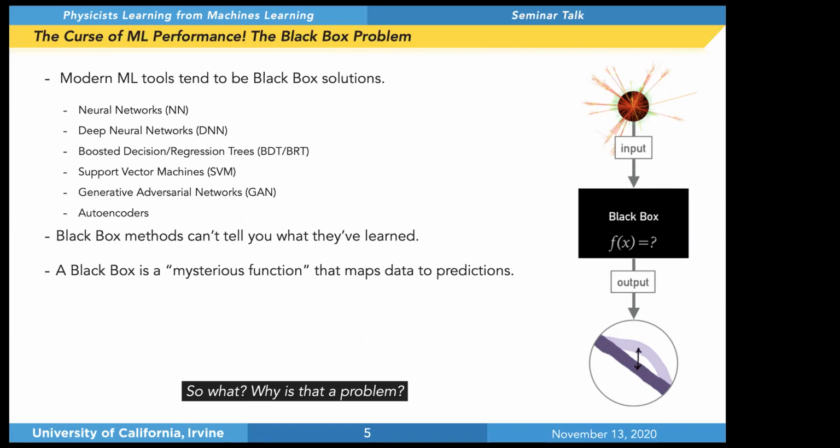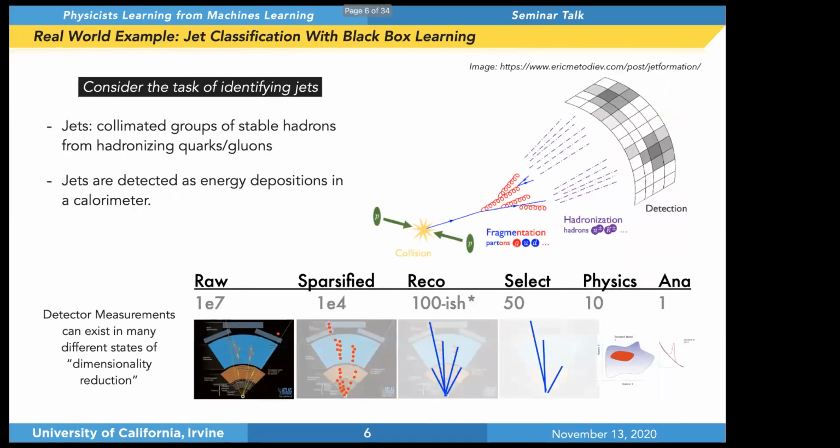But you might ask, why is that a problem? Why can't we just use a black box method to give us predictions, even if we don't know how it makes those decisions? The example I'm going to give, where I think this is an interesting problem, is in the area of jet classification.